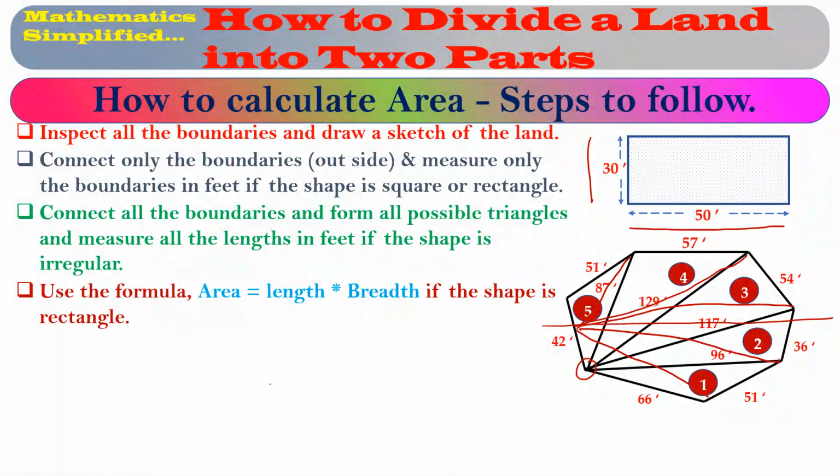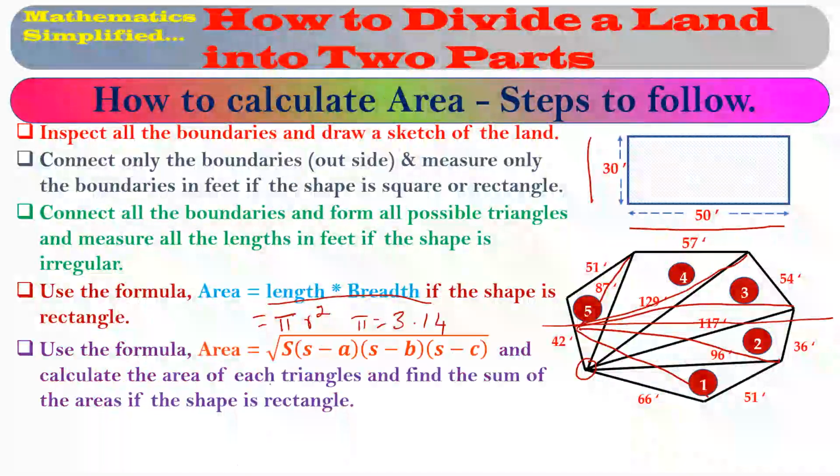Next, if it is a rectangular shape, we can use the formula length into breadth. This is the area of a rectangle. If it is circular, then we can use pi r square, and pi equals 3.14. This way we can calculate a circular area.